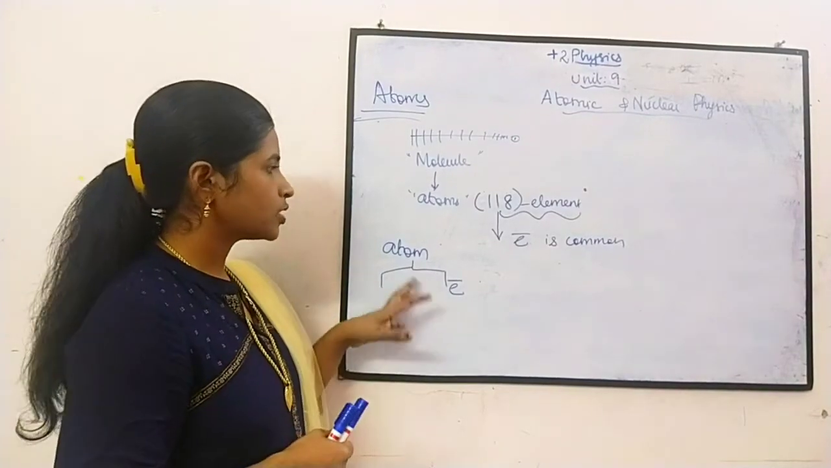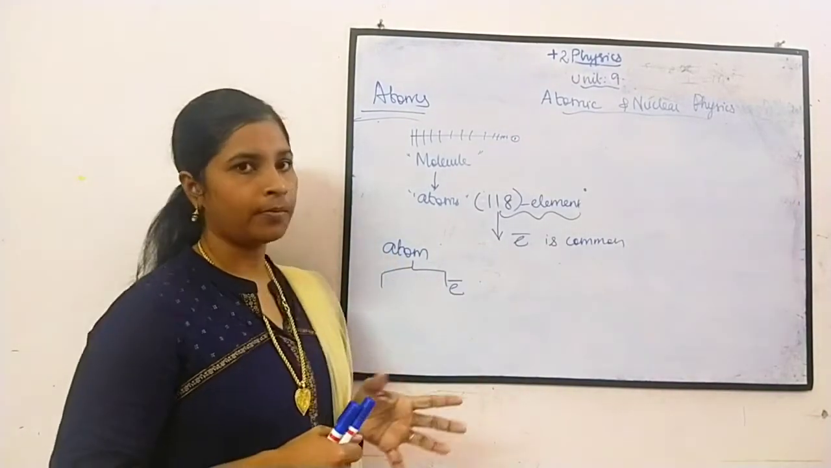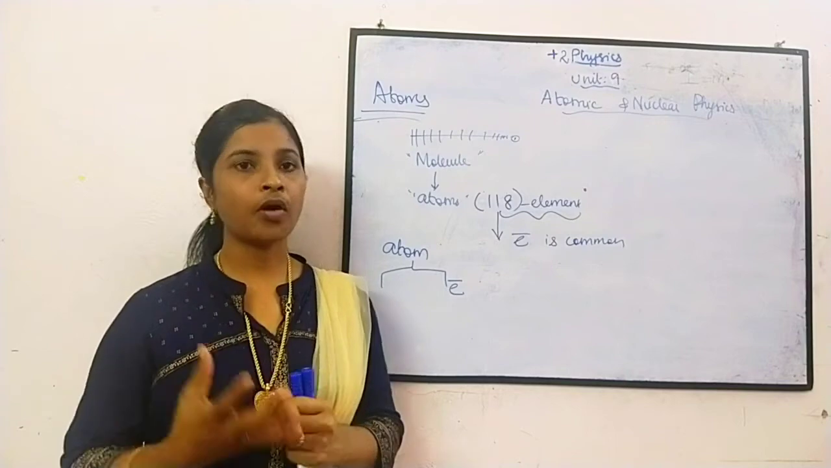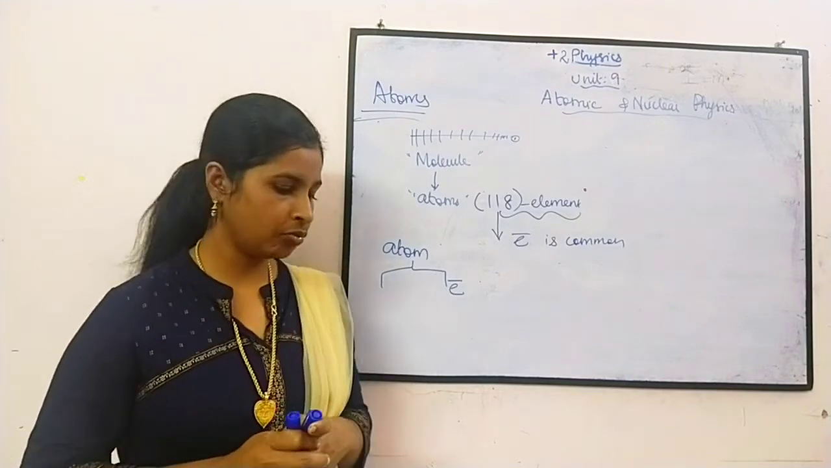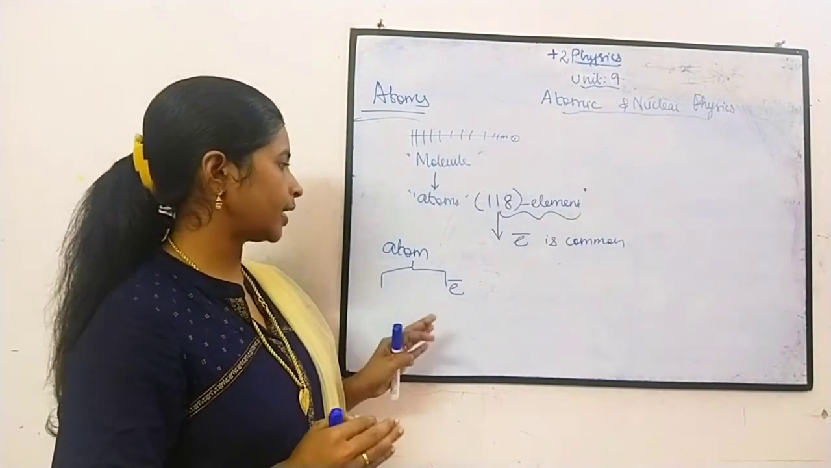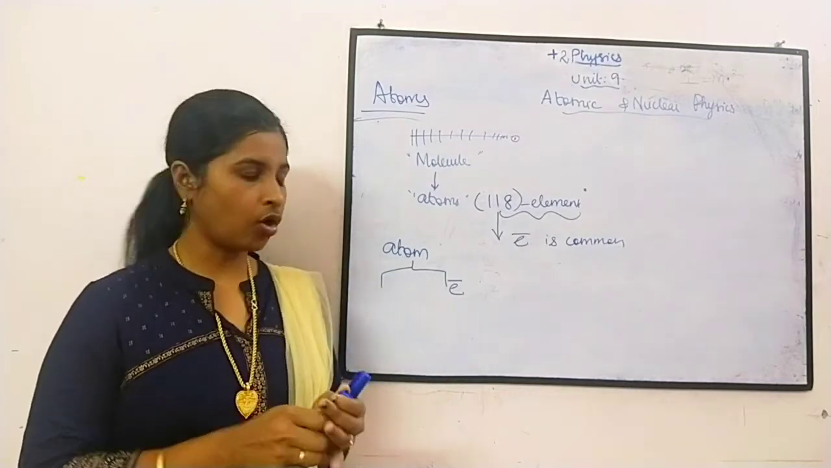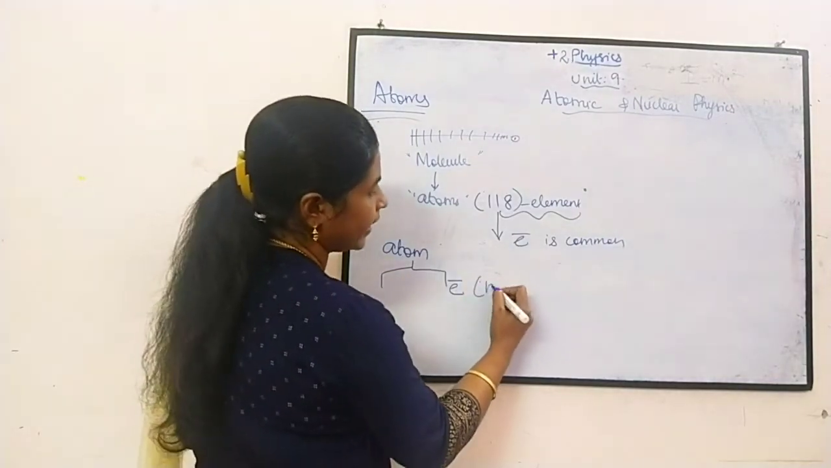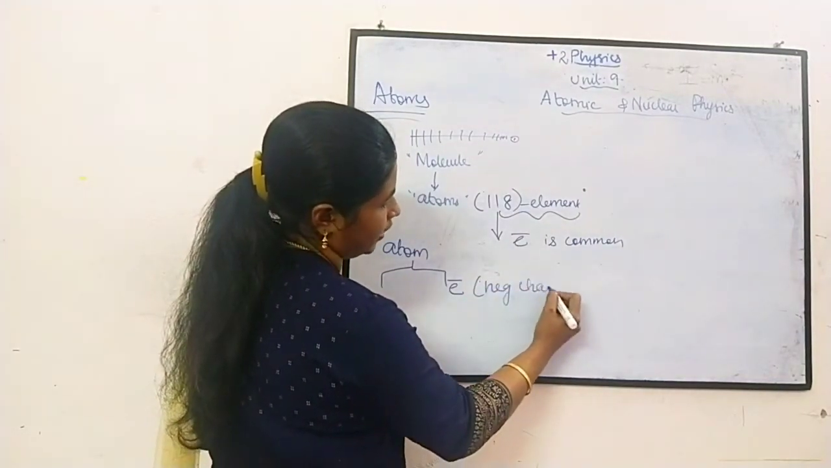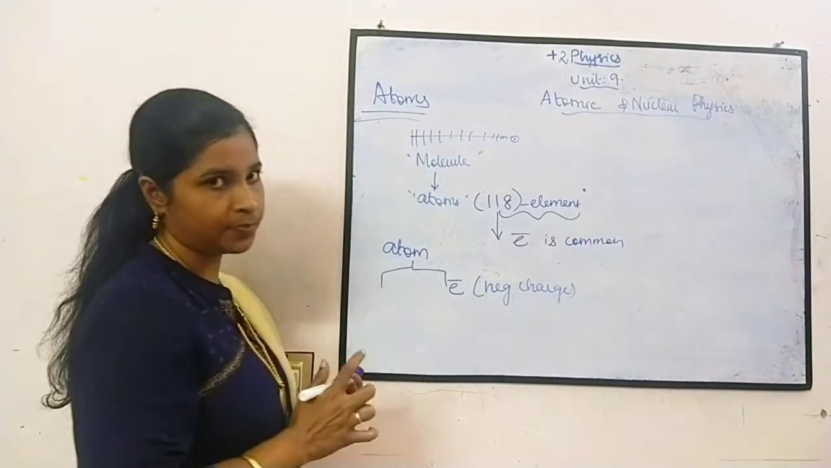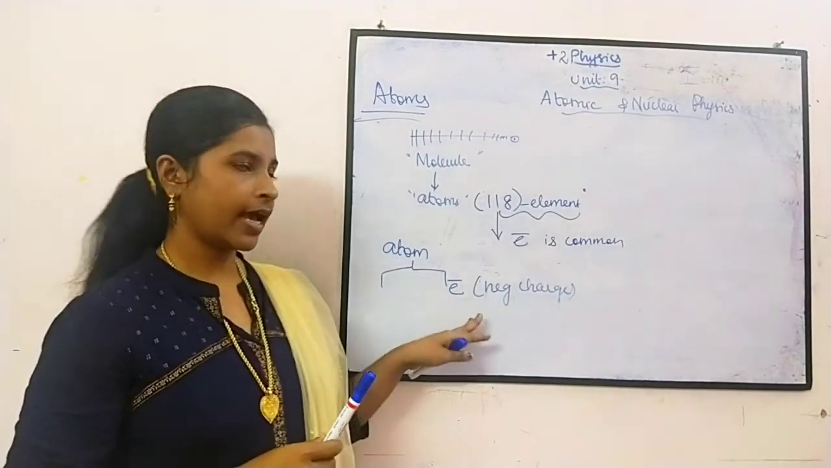So it was found that the electron is the common material, and experimentally they found one important characteristic of this electron: we all know that the electron is a negatively charged particle. That they found out.